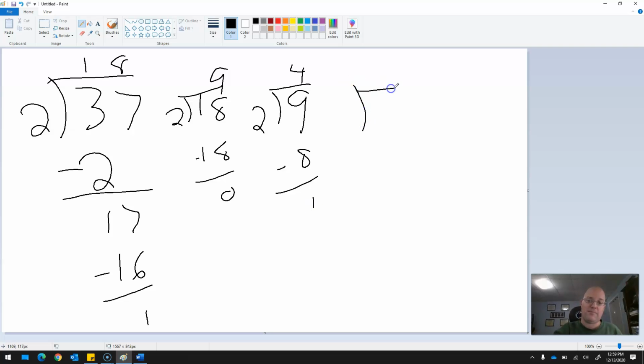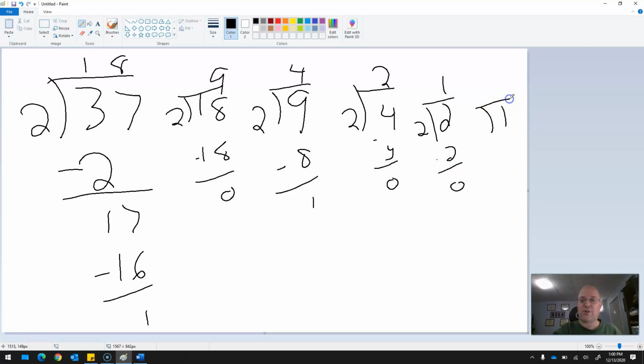Keep going. We're waiting until we get a quotient of 0. 4 divided by 2, 2, with a remainder of 0. 2 divided by 2, 1. Remainder of 0. Here's where we're going to stop. 1 divided by 2 goes in 0 times. This is our final problem, but we still have to finish the problem. 0 times 2 is 0, with a remainder of 1.